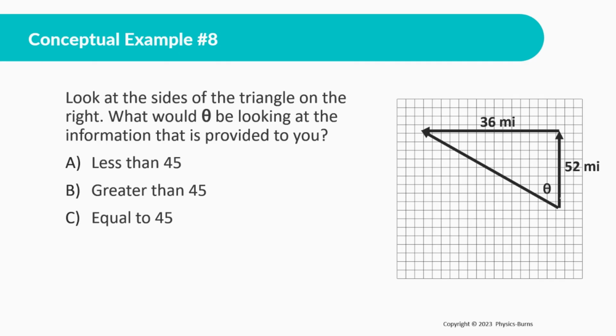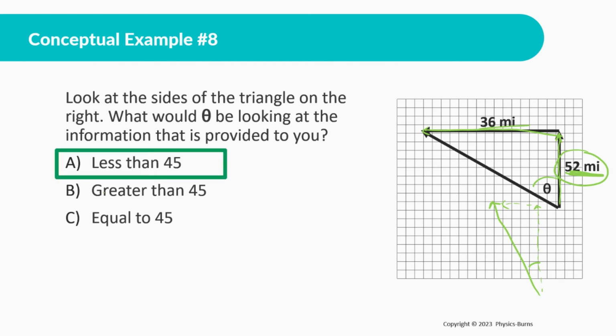Okay, let's look at this. Looking at the sides of the triangle on the right, what would theta be looking at the information that's provided to you? So again, we have more on this side. And if we have more on that side, that means this has to be a shorter angle over here. And not as much on this side. So 52 is bigger. Even though I know this one looks weird, because why is this so long if this one is shorter? That could be confusing, but if you look at the numbers, we know that this one should be longer. And if it should be longer, it should be looking more like this because most of it is on this side. Only a little bit is on this side. So this should be less than 45.